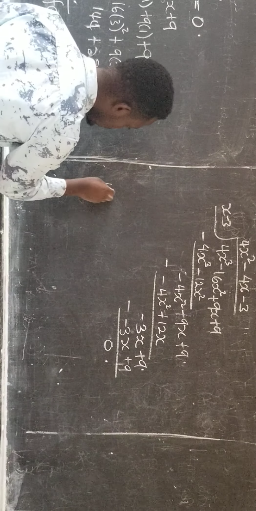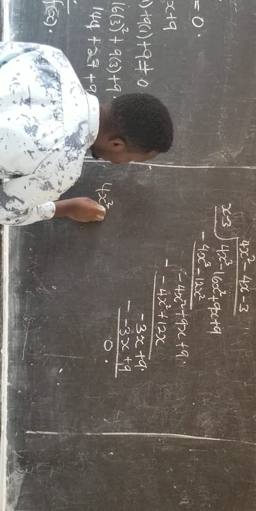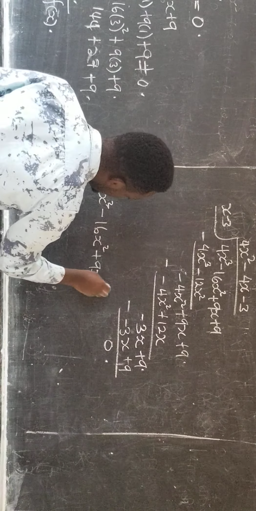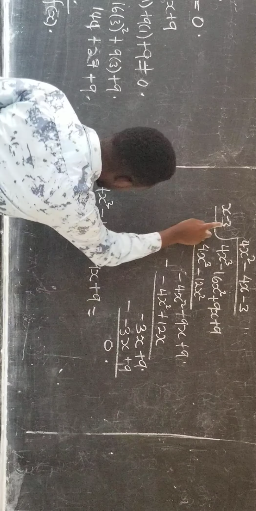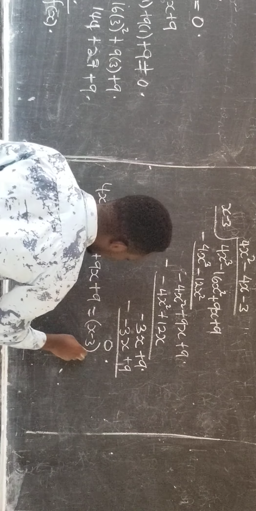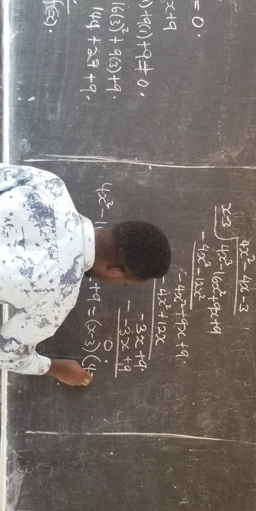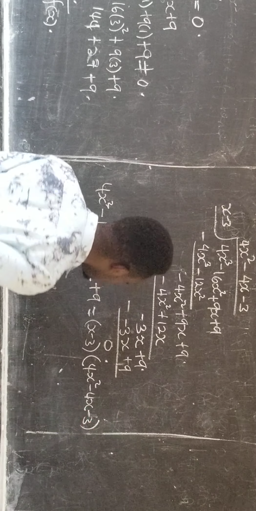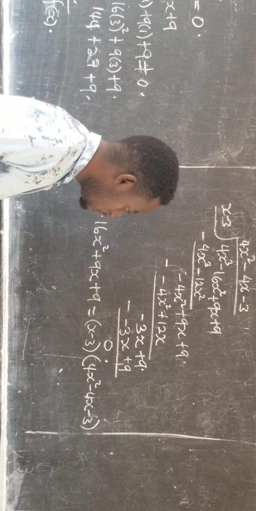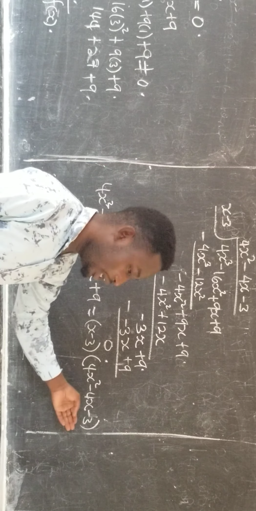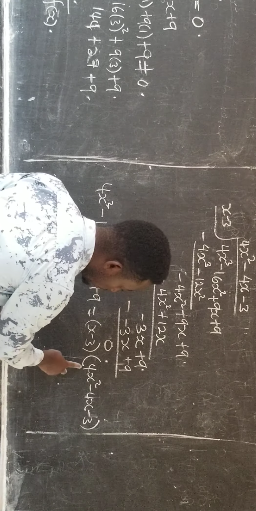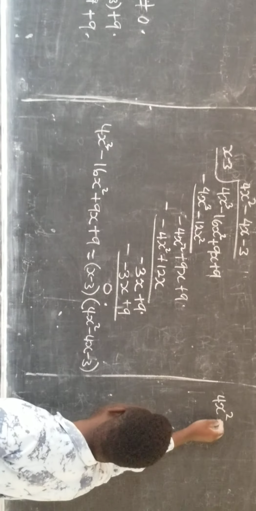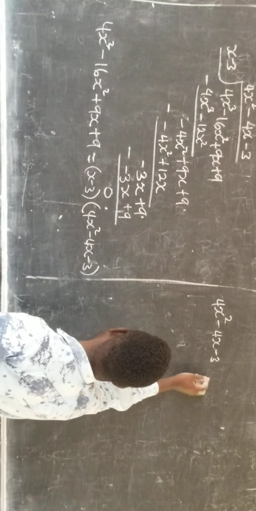Therefore, we can easily say that 4x cubed minus 16x squared plus 9x plus 9 is the same as x minus 3 into our quotient, which is 4x squared minus 4x minus 3. So we have factorized, but we need to factorize completely by factorizing the quotient. So we need to factorize this: 4x squared minus 4x minus 3.